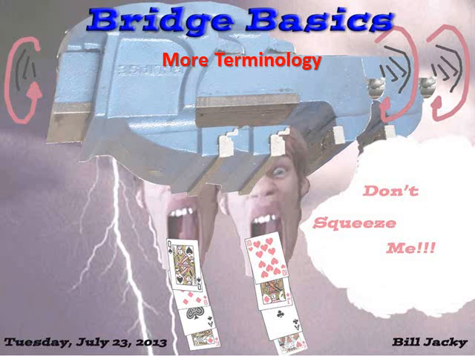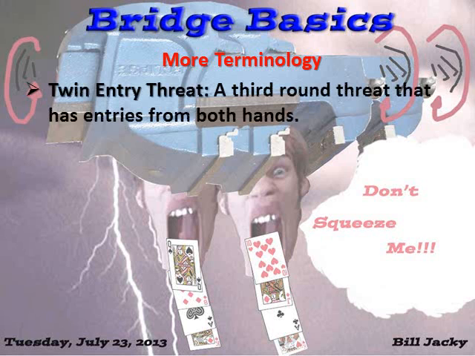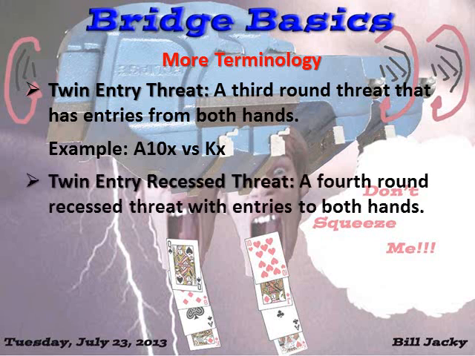Let's begin with some terminology. A twin entry threat is a third round threat that has entries from both hands. An example would be ace 10x opposite king x or king 10x opposite ace x. A twin entry recess threat, we covered recess threats yesterday, is a fourth round recess threat with entries to both hands. An example might be king queen 9x versus 8x, or ace queen 9x versus king x.